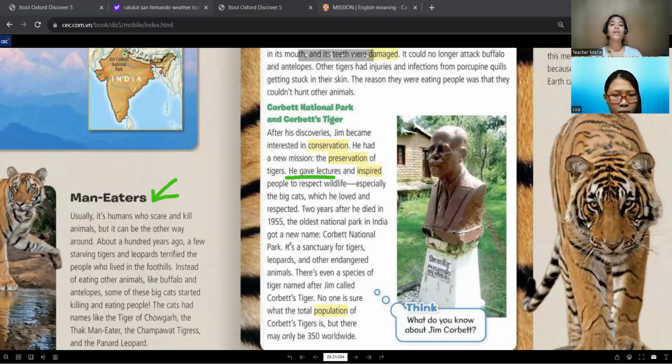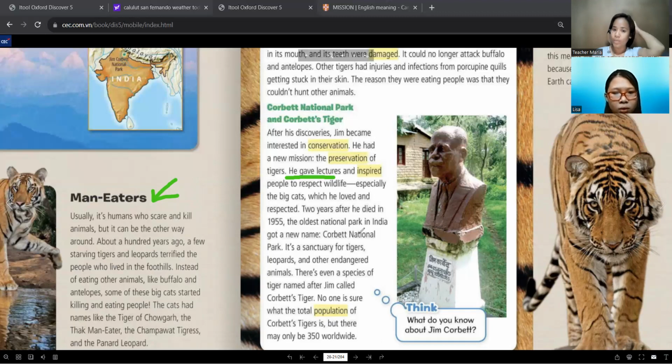Next question is, this one is the oldest national park in India. What is the name of it now? It's named after... My interest usually is humans who can kill animals, but it can be the other way around. About 100 years ago, a few starving tigers and leopards terrified the people who live in the foothills.